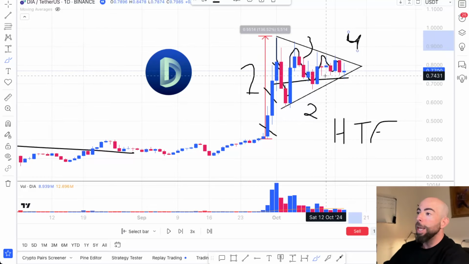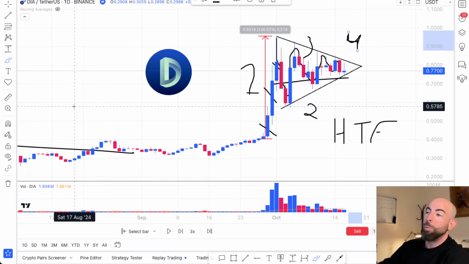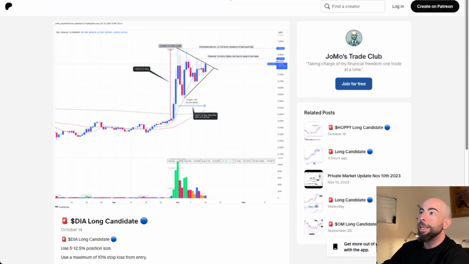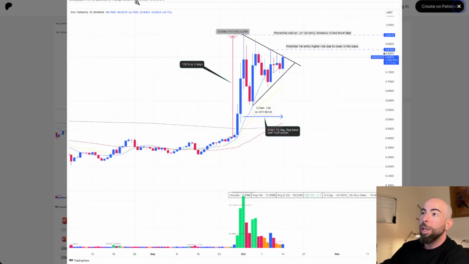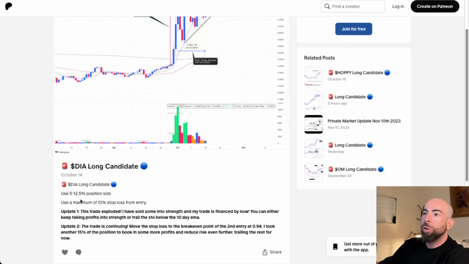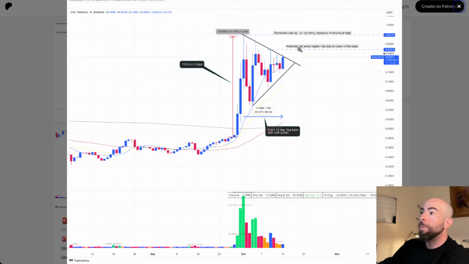Now, I was ready with our team, with our group. And just to make sure that you don't think that I just talk the talk and don't actually walk the walk, this is the trade. Look at this. This is Jomo Trader. You can see that I actually copied this from TradingView on the 14th of October. This is a timestamp, so this is not from today. I'm not cheating over here. You can see October 14th within my Patreon. I told people to buy this between 5 to 12.5% position size, and I told them to buy a first entry and to add on the breakout. So you could have doubled.